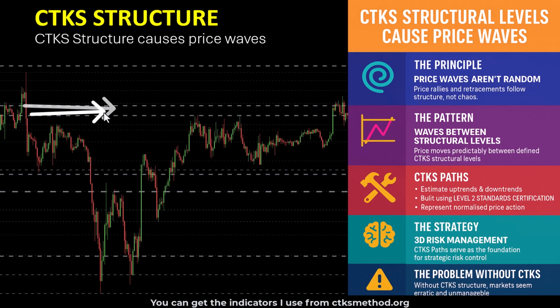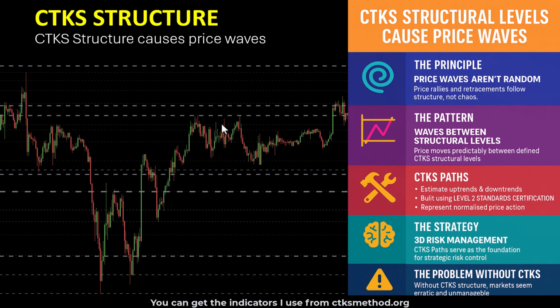This is where the liquidity makers, the people who have the real funds, step into the market to support price or to push it down. And as soon as you get a structural failure, especially if you get several, you've already got a target through negative structural attraction to the structural levels below. It is literally a superpower. Therefore, always know that price waves are not random. Price rallies and retracements follow structure and not chaos.